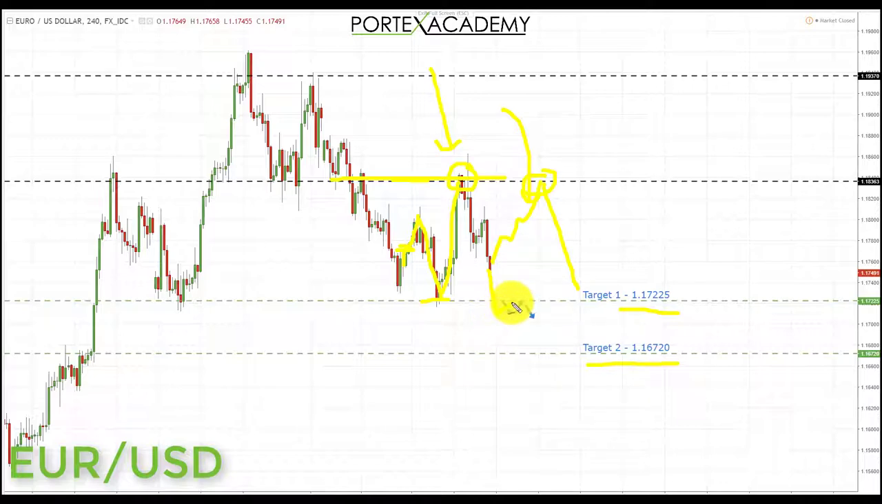And if we get a break and a pullback like this, this would be a great place to start to look for bearish formations and patterns down towards the next key area and target to the downside at the 1.16720.